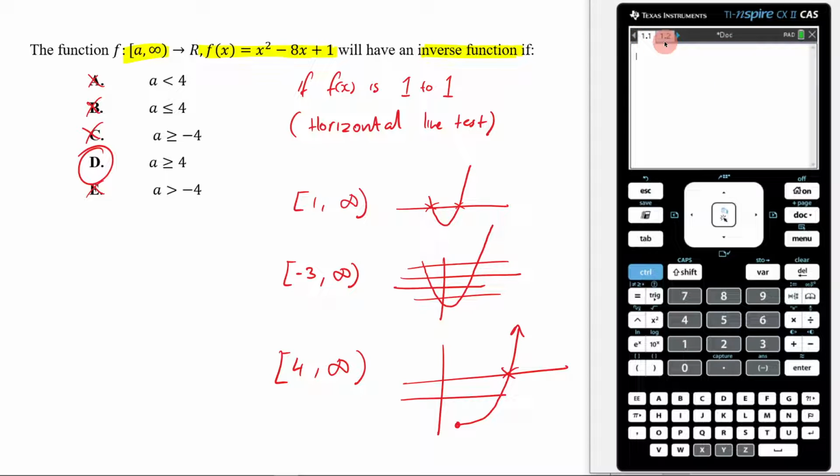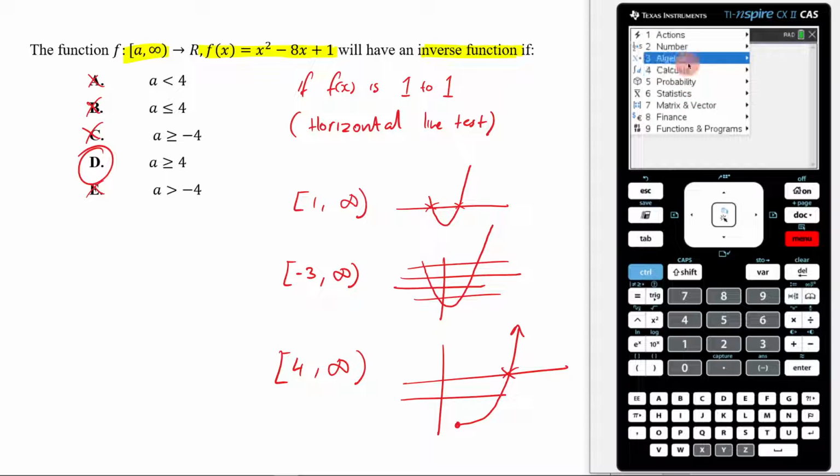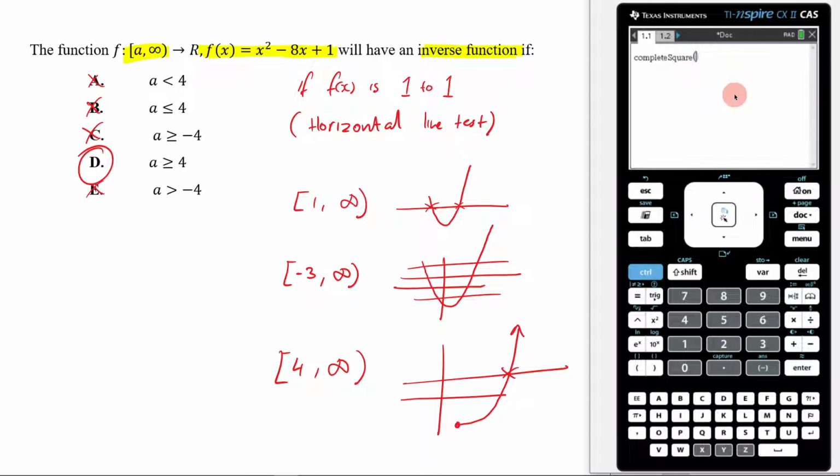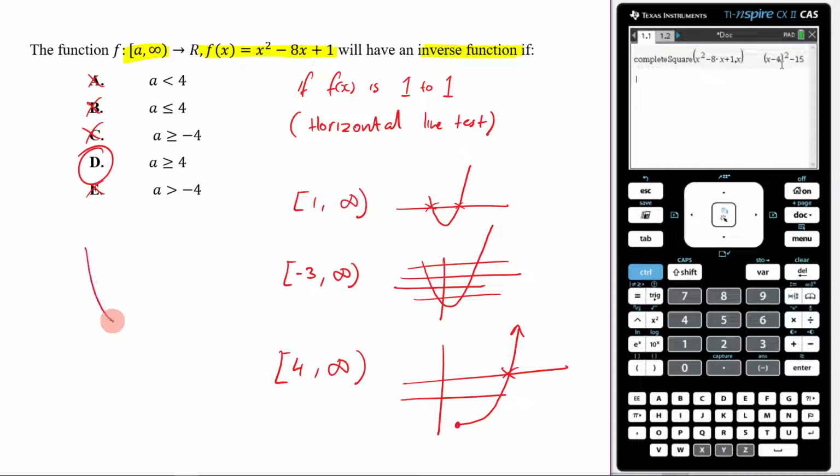There are other ways of doing this question. If you wanted to, instead of sketching it, you could have just said, let me complete the square. So you could have gone menu, algebra, complete the square of this graph, x squared minus 8x plus 1. It's going to be that right there. And then from this, you can figure out that it's going to look like this, 4, negative 15, and then you just think through logically each of these examples as we did here to get your answer. So you didn't necessarily have to sketch it. You could have completed the square, and then think through logically all of your options to see which one would pass the horizontal line test.